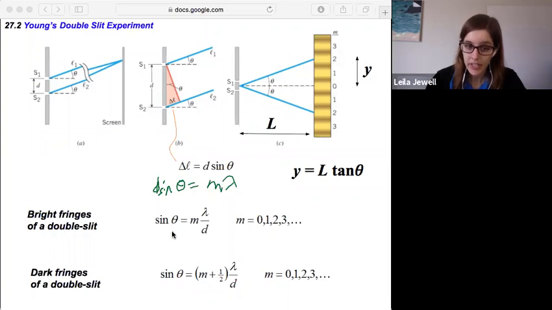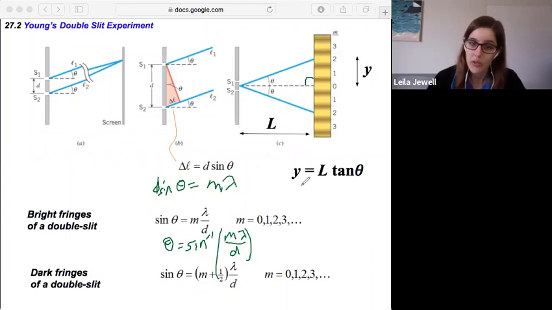And if you know the angle theta, which you can solve for here, noting that we could take the inverse sine of both sides, so we'd get theta is equal to arcsine or inverse sine of m lambda over d. So we can solve for theta. Once we know theta, we notice that it's related to this vertical y distance by the distance L from the slits to the screen. We have a right triangle here, so we could use tangent. Tangent of theta will be equal to y divided by L, opposite over adjacent, or we can solve for y and say that y is equal to L times tangent of theta.